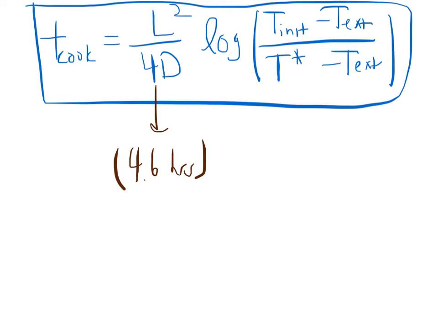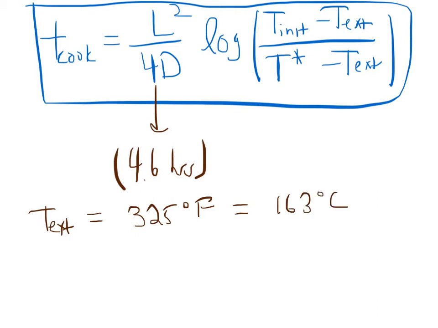So it turns out that the recipe that I showed you had an oven temperature. I didn't tell you the oven temperature before because I didn't need to. So the external temperature was 325 degrees Fahrenheit, which is about 163 degrees Celsius. The target temperature for a turkey, T star, is about 73 degrees Celsius. The initial temperature, T init, can really be whatever you want it to be, but if it's room temperature, it's about 23 degrees Celsius.